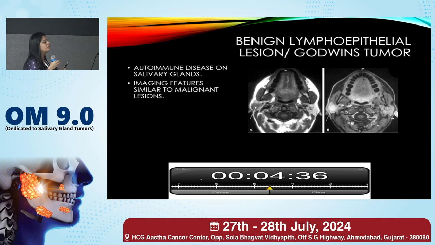Now one more mimicker is there, in which we can see that the lesion is hypo-intense on T1 weighted images, and on post-contrast imaging it is showing heterogeneous enhancement and the margins are also irregular. So on imaging we will think that this lesion looks like a malignant lesion, but when an FNA was done, the lesion came out to be an autoimmune disease of salivary gland, that is benign lymphoepithelial lesion or the Godwin's tumor.